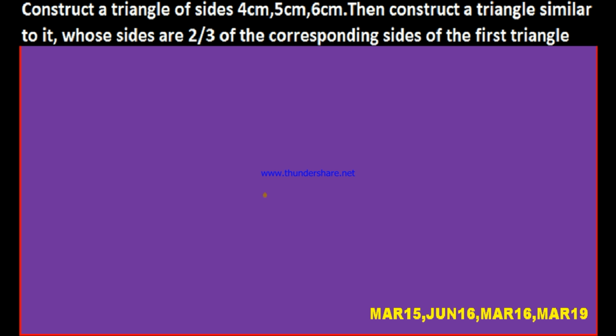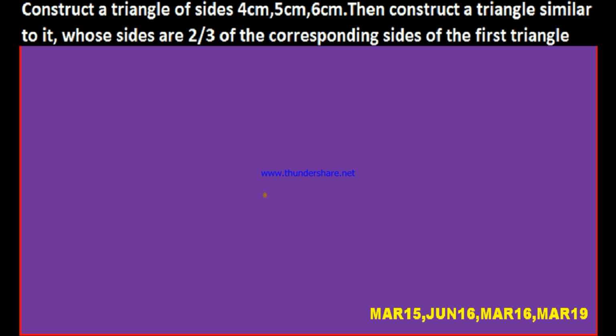I shall repeat. Construct a triangle of sides 4 cm, 5 cm and 6 cm, and then construct a triangle similar to it whose sides are 2/3 of the corresponding sides of the first triangle. This question appeared in March 2015, June 2016, March 2016 and March 2019.